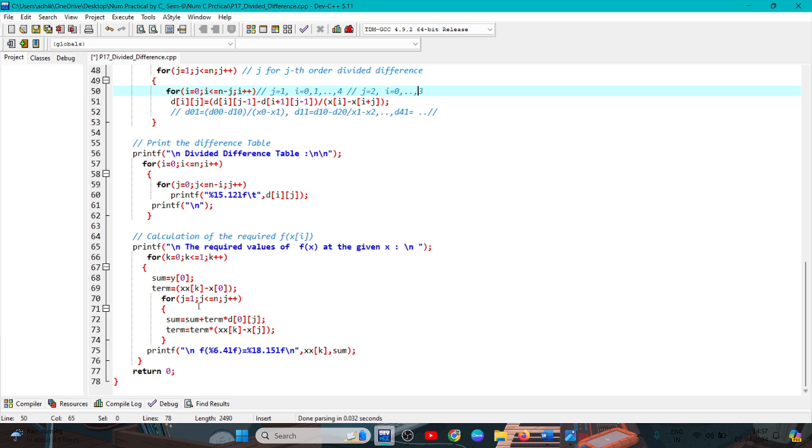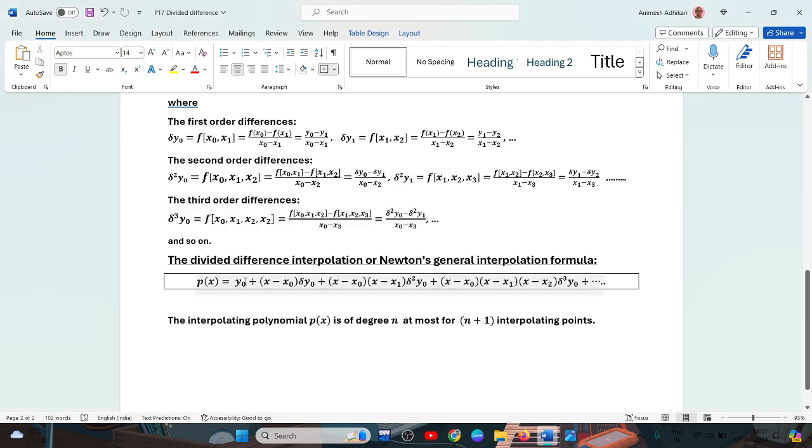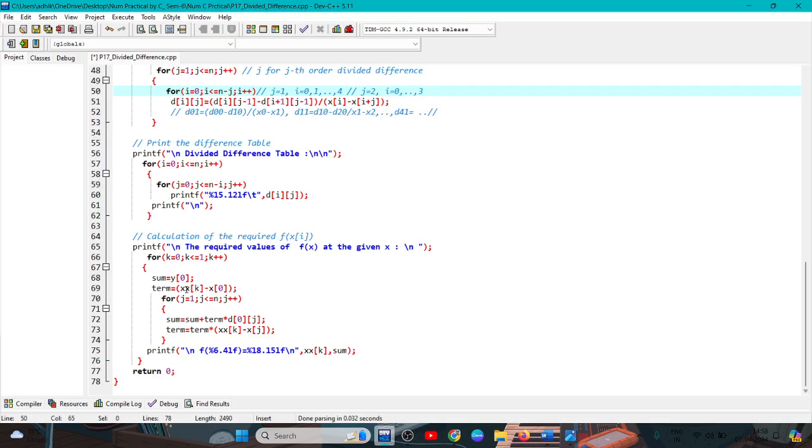And next for j equal to 2, sum equals the previous sum plus term. The previous sum is y0 plus (x minus x0) delta y0, plus the term (x minus x0)(x minus x1) into d0 2, that is delta 2 y0. So after j equal to 2, we get this term, (x minus x0)(x minus x1) delta 2 y0. In this way we calculate up to n terms, n equal to 5 here. So we get the value of f for the corresponding x, for k equal to 0.